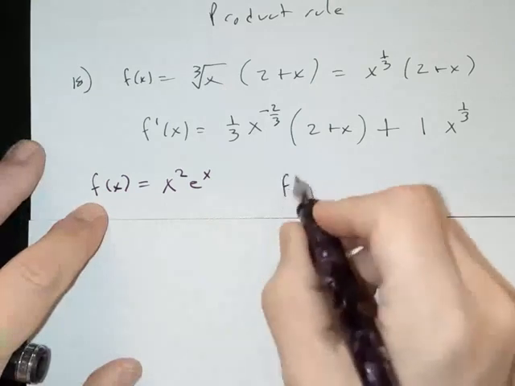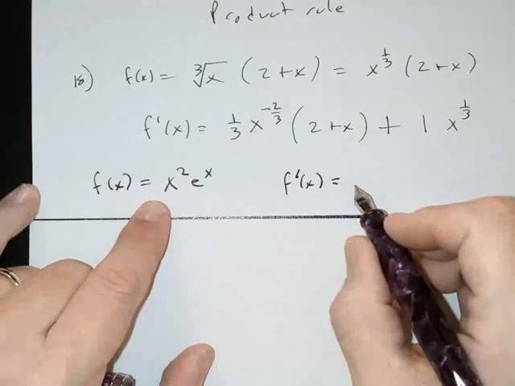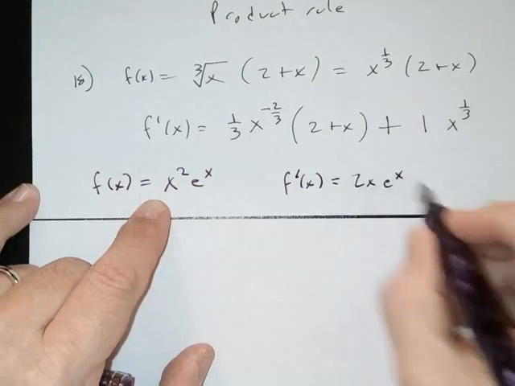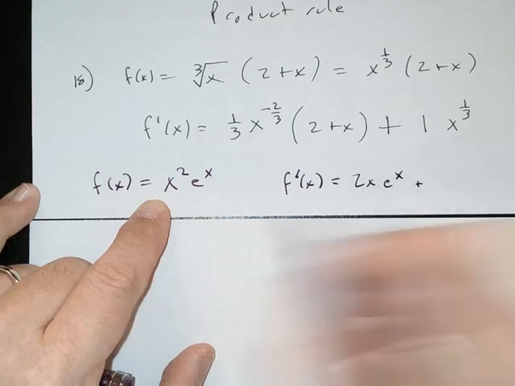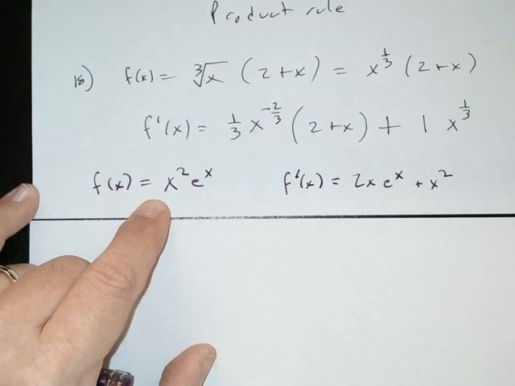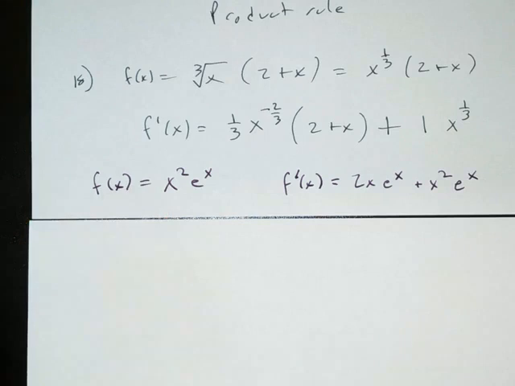So, what is the derivative of x squared? And then I leave the e to the x alone. The next time through, I leave the x squared alone. What's the derivative of e to the x? The derivative of e to the x is e to the x. That's the sneaky one. It doesn't change. I'm done.